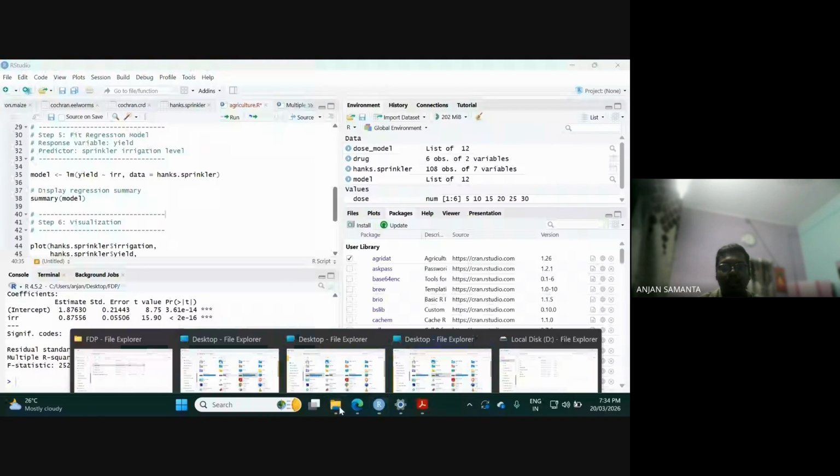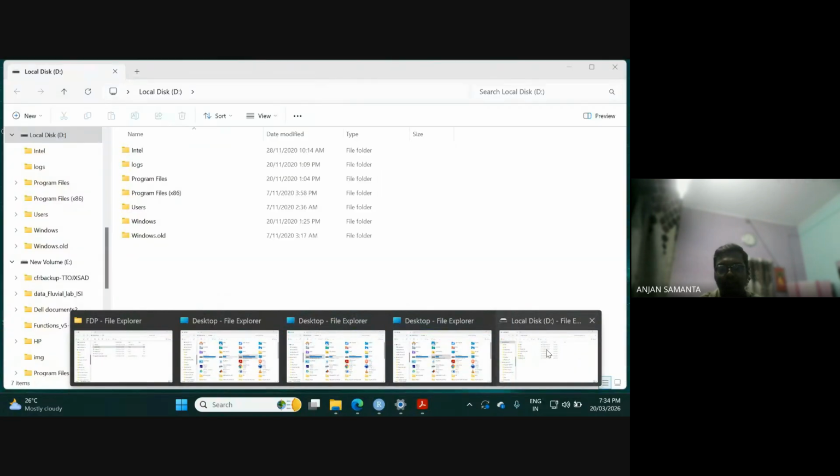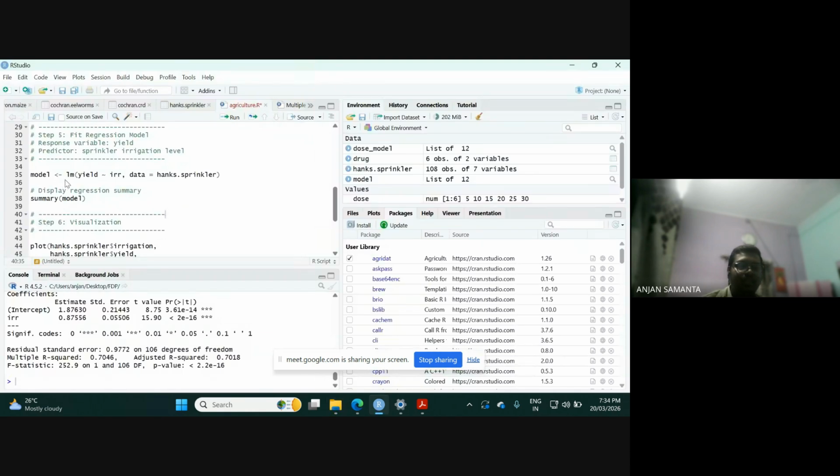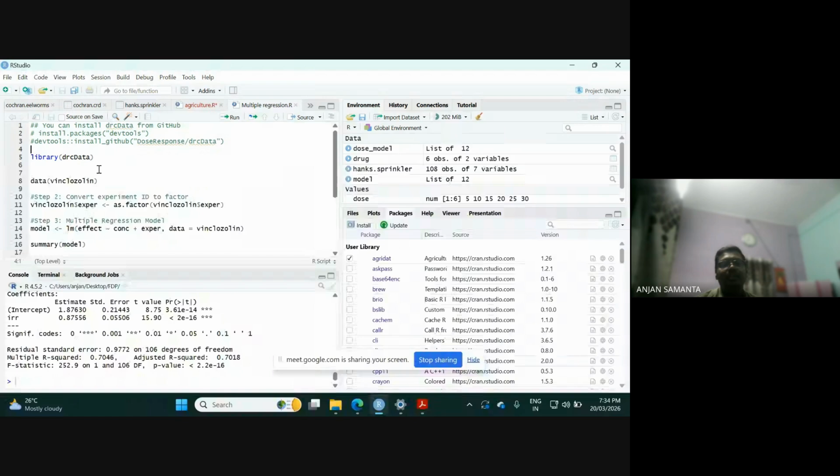Let's go to another data set, which is given in the R repository, that is the drc data. The drc data is the dose response data. If you want to install it, you can do it from GitHub. Sometimes, if you use the latest version of R, it has the drc data. Otherwise, you have to install it from GitHub.